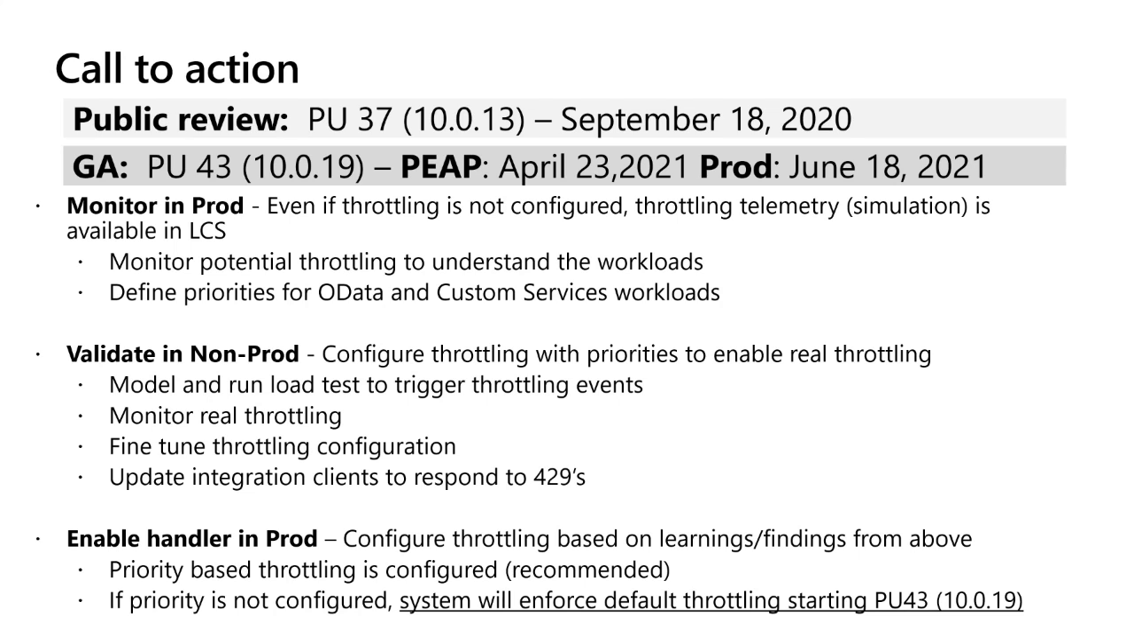But the feature goes into full effect starting with product update 43, which is 10.0.19, available for pre-prod environments starting April 23rd, and for your production environment starting June 18th. Essentially, you have the necessary time between wherever you are right now with your product updates and versioning until you get to PU 43 or 10.0.19 to be enabled to handle these 429s. That means start taking action today in the versions that you are in, so that you can test and validate in your sandbox environment. And as your team is ready to pick up the 10.0.19 update, you're then ready to be handling 429s by default in your production environment. So that's the call to action.